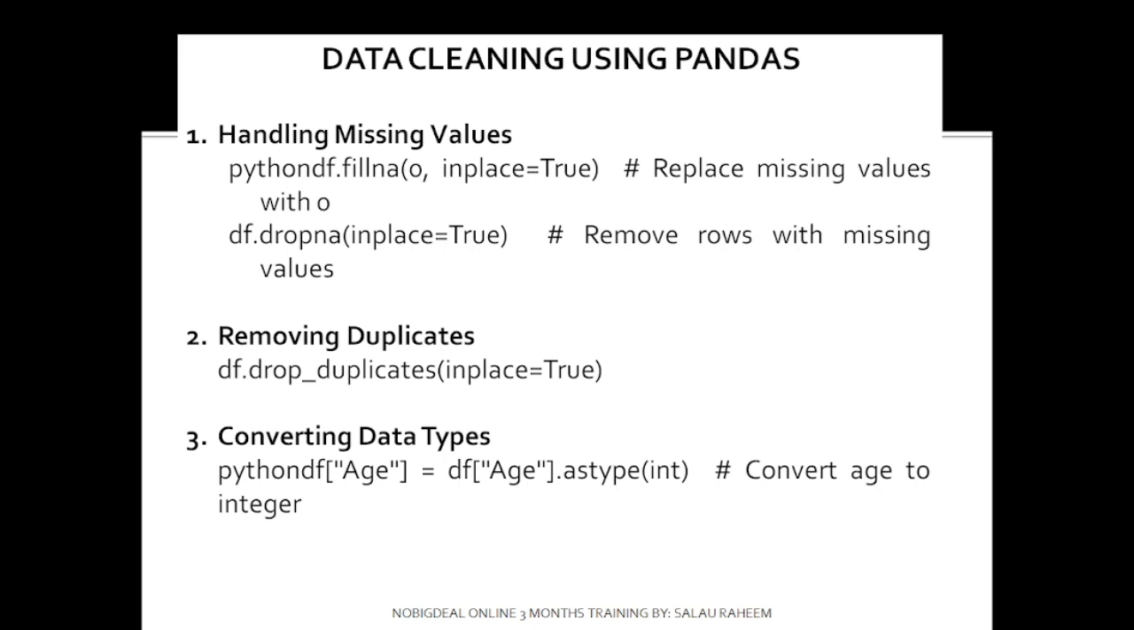While the second option here, we use it to remove rows with missing values. That means we want to remove rows with missing values. That is df.dropna. The first one is Python df.fillna, while this one is df.dropna with inplace equal to True. So all these commands, we need to get them into our head, so that if we want to remove or replace missing values, we can use them.